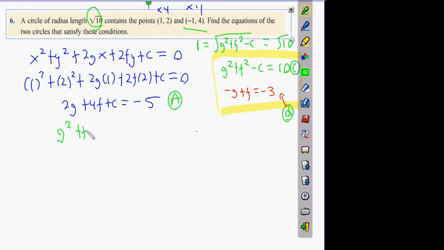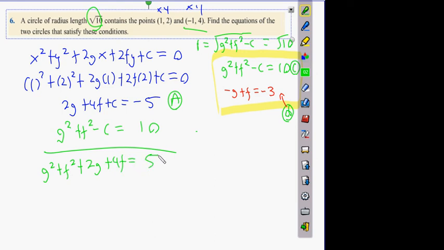I'm just going to stack them underneath each other. G squared plus f squared minus c equals 10. I'm going to add them directly downwards. So I get g squared plus f squared plus 2g plus 4f equals 5. Everybody happy with that? See what I did? I added everything down. You can't add g squared and 2g, they're not compatible, so I just put them beside each other. Now this equation and this equation only have g's and f's in them.